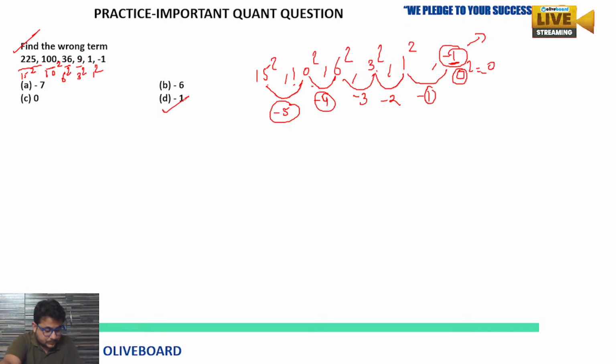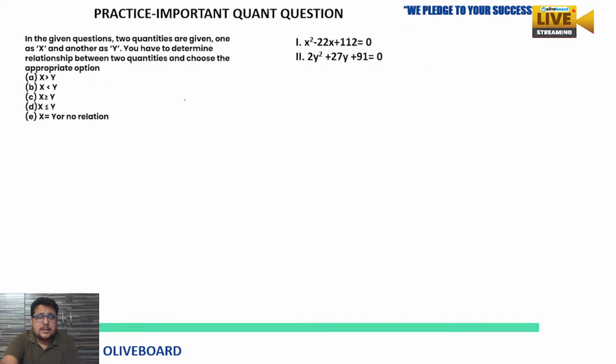Clear? Very good. Let's move on to the next question, and it is based on quadratic equations where you have to justify the relationship of x and y, right? In the given question, two quantities are given, one as x and another one as y. You have to determine the relationship between the two quantities and choose the appropriate option.